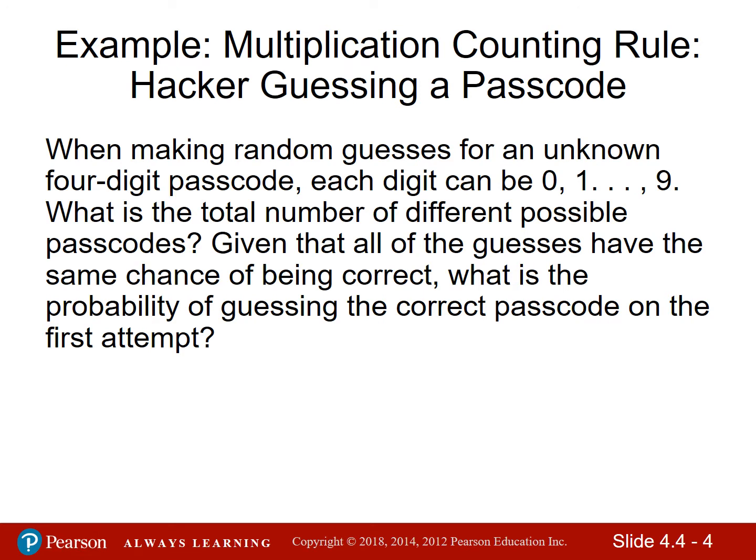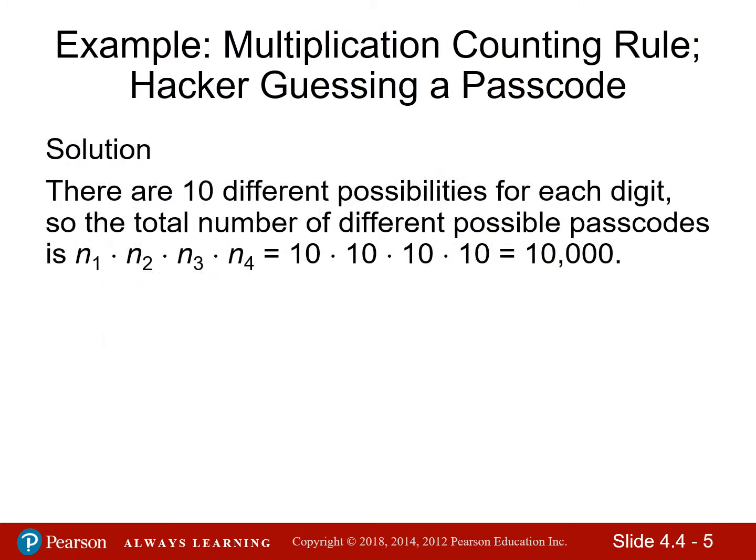But each number in the 4-digit passcode can be 0, can be 1, up to 9, right? So when you count 0, 1 up to 9, there are 10 digits total. There are 10 different possibilities for each digit. So the total number of different possible passcodes is n1 times n2 times n3 times n4, which is 10 times 10 times 10 times 10.